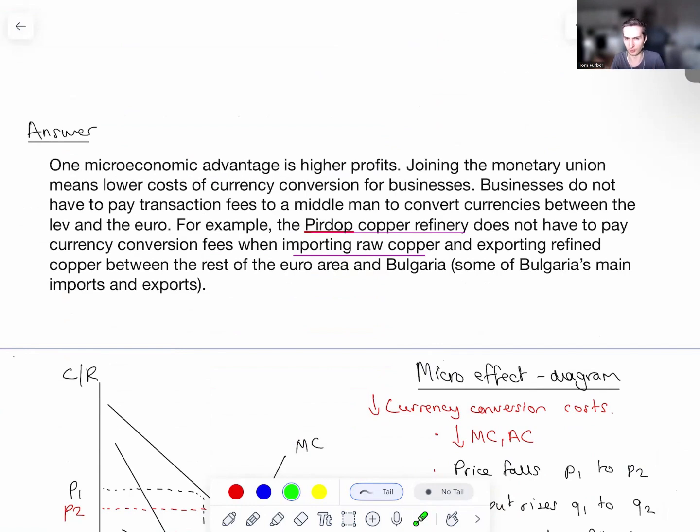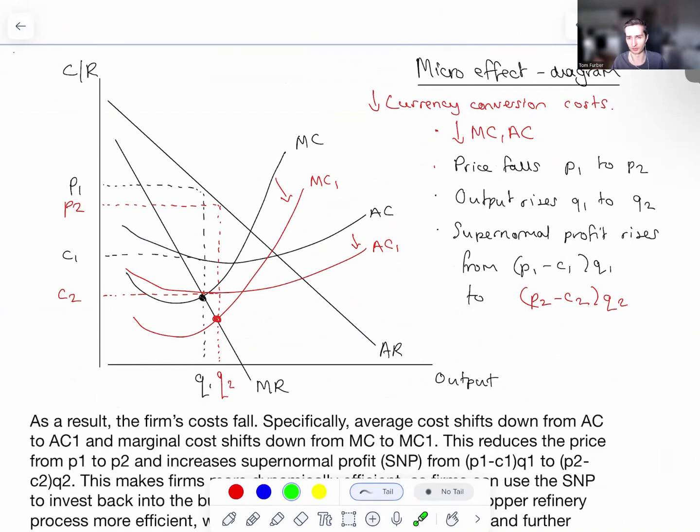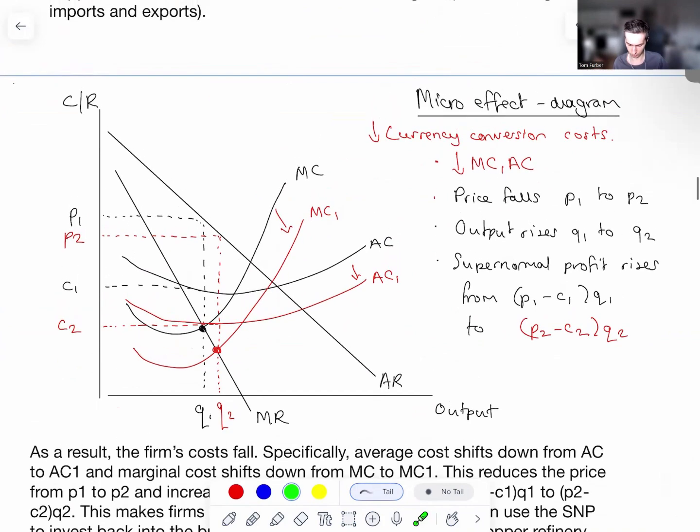So let's take the example of this copper refinery that was mentioned in the extract. So this Pernik copper refinery does not have to pay currency conversion fees when it imports raw copper from the euro area, and does not have to pay currency conversion fees when it's exporting refined copper back to the euro area. And that's one of Bulgaria's main imports and exports. Now let's move on to the effect of that in terms of a diagram.